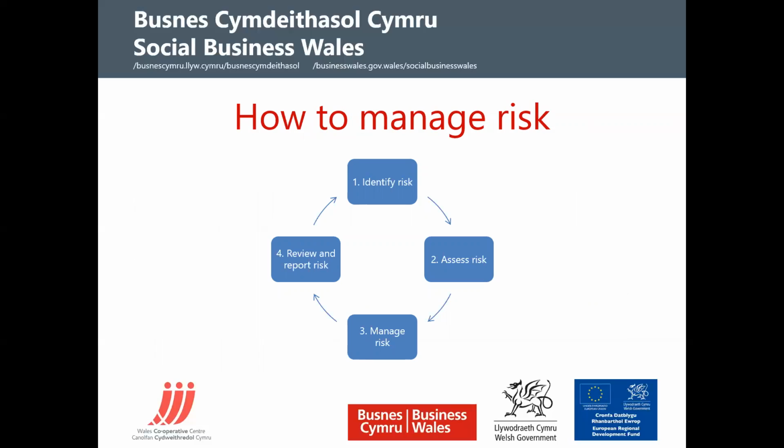So this table here shows you how to manage risk in four simple steps. So step one is to identify the risk. So look at your business and make a list of any risks that you can identify. The second step then is to assess those risks. And later on in this webinar, we will look at some assessment tools. And step three then is to manage those risks, put into place management tools that are able to ensure that those risks are managed well. And the fourth step is to review and report those risks.